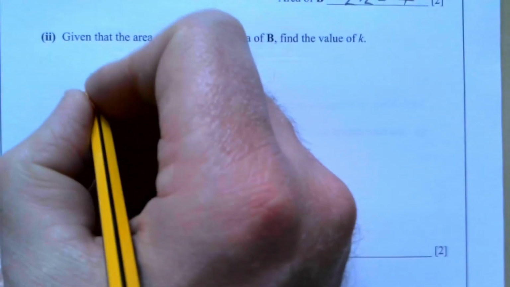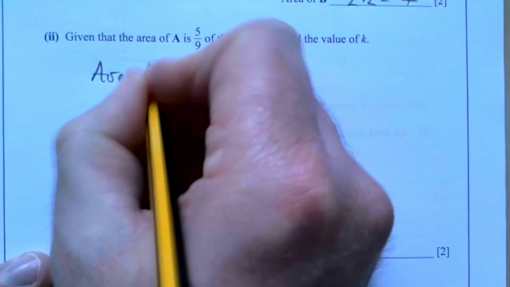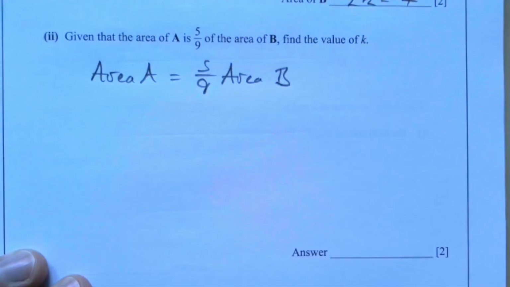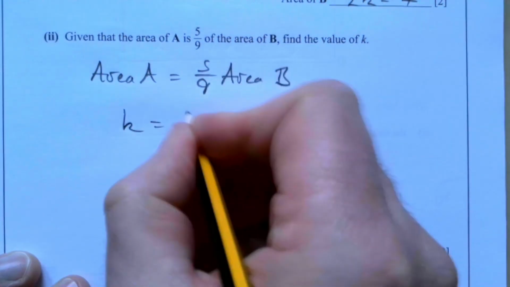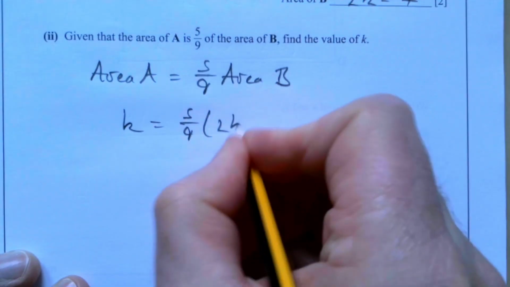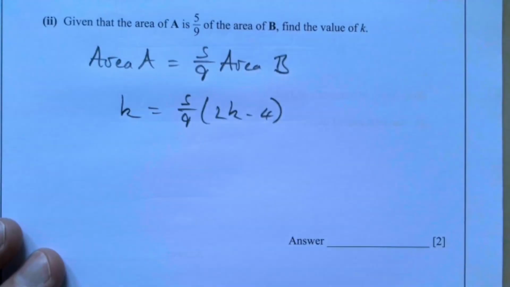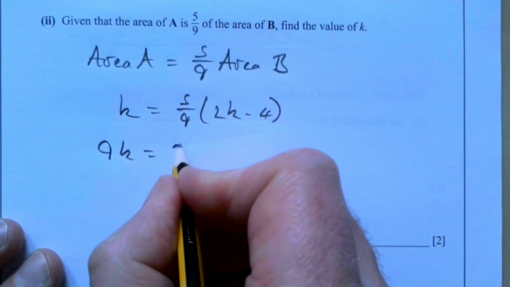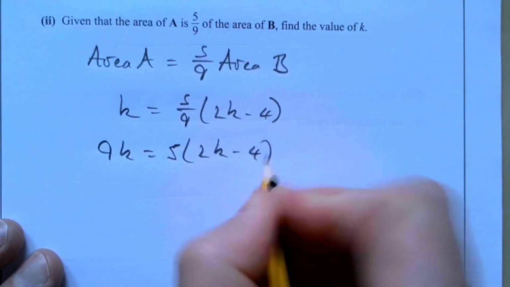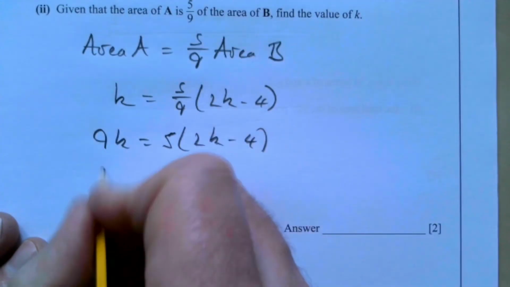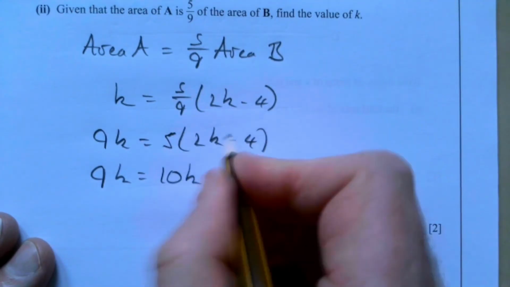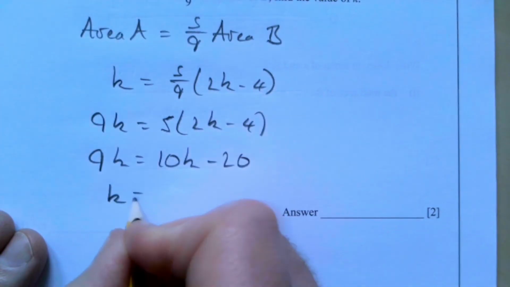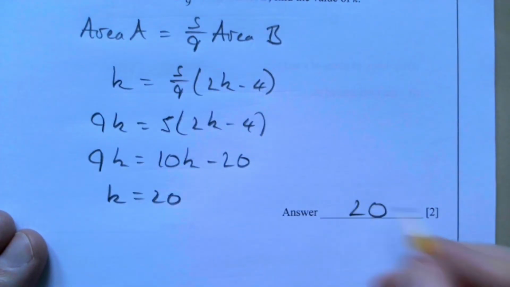So let's write that in some sort of equation. Area of A is 5/9 the area of B. That means k is 5/9 upon 2k minus 4. I could times both sides by 9. 9k equals 5 upon 2k minus 4. 9k equals 10k minus 20, and rearrange that. That gives you k equals 20.